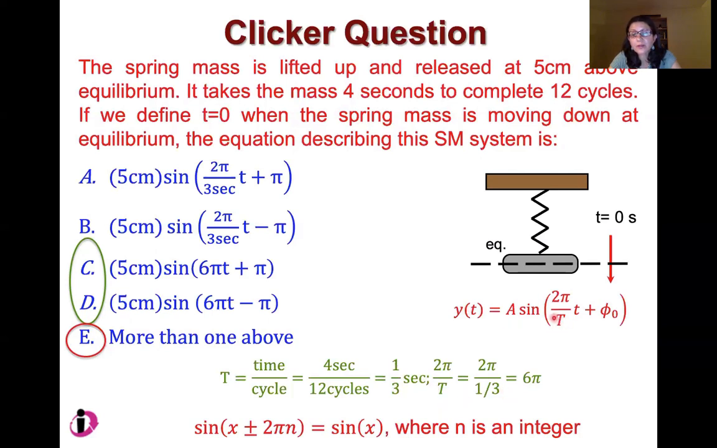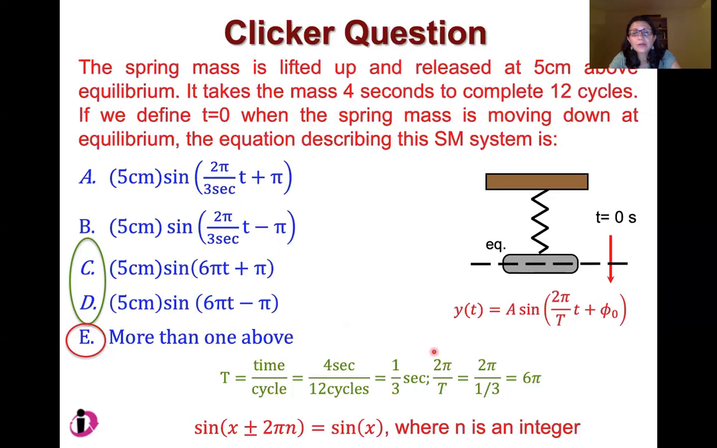So you have to put 1/3 here, and if you move that up, we get 6 pi, which is what goes in this part of the sine function. That eliminates choices A and B, where instead of dividing by the period, it's being divided by the frequency, which is 3 seconds.